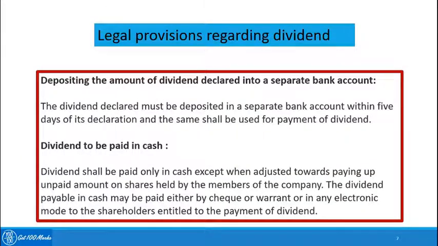Now, the dividend declared must be deposited. After the dividend has been declared, it should be deposited in a bank account within 5 days of its declaration, and the money should be exclusively used for paying dividends. Dividends should be paid only in cash, except when adjusted towards paying up unpaid amount of shares.